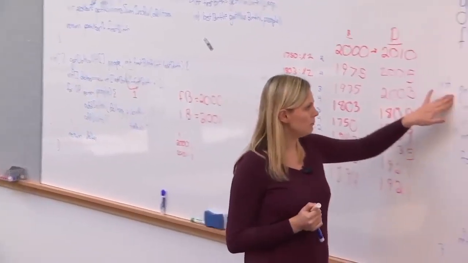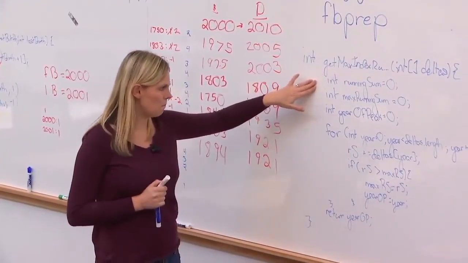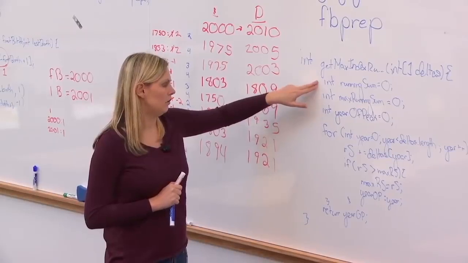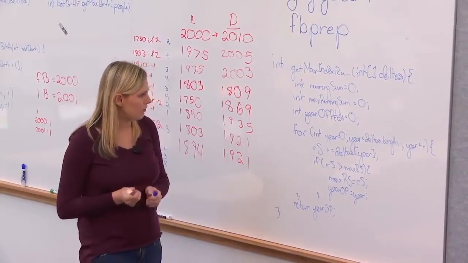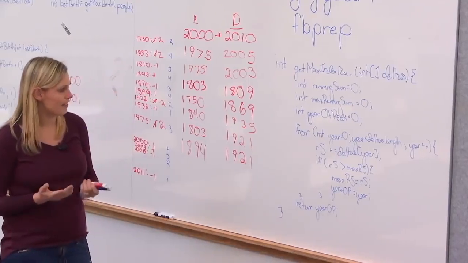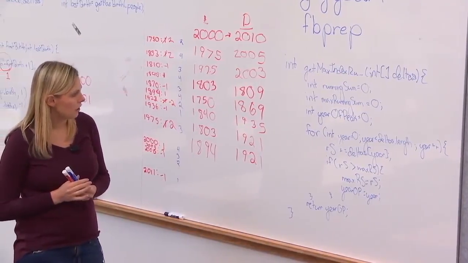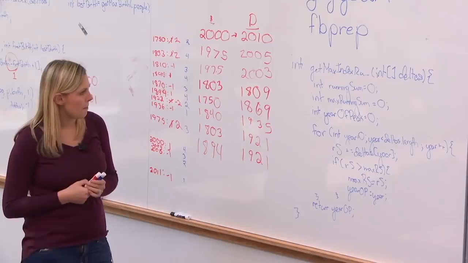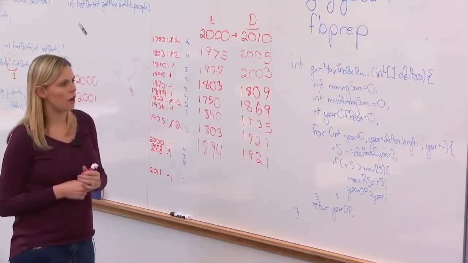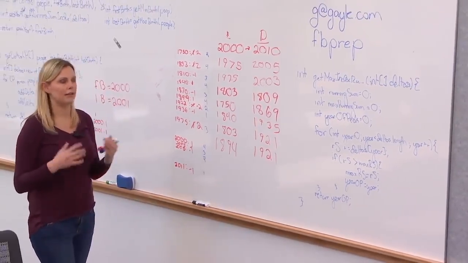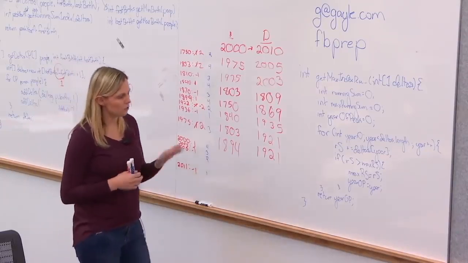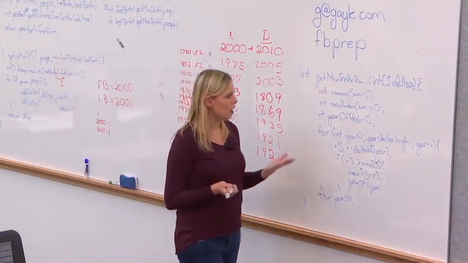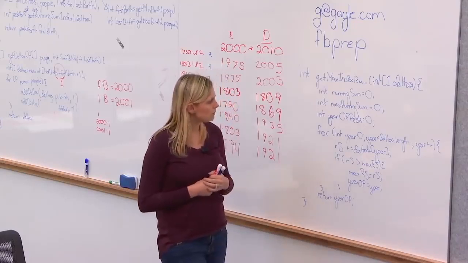Okay, so get max index. Now I have the running sum as 0, max sum of 0, year of peak. I want to make sure I always set the max to the right thing. One issue you might want to talk about is what happens if there's no year, the arrays are empty, things like that. We might want to add in some logic there to double check those issues.